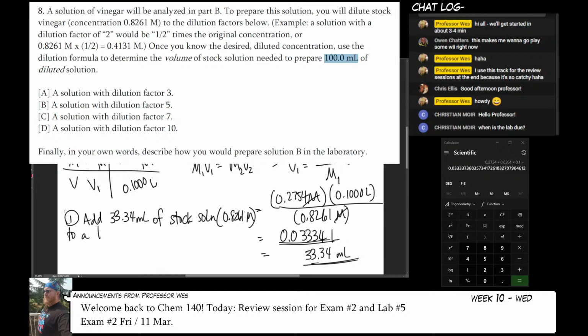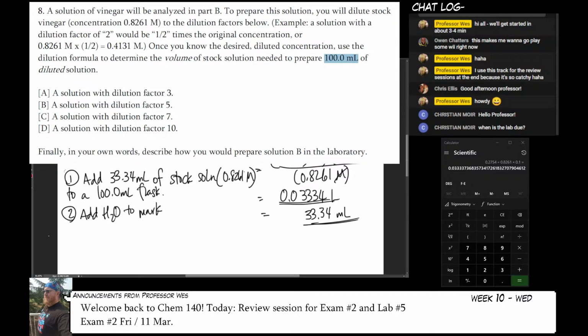To a 100 ml flask. And then we'd add H2O to the mark. And then mix for 60 seconds. And then, of course, enjoy.